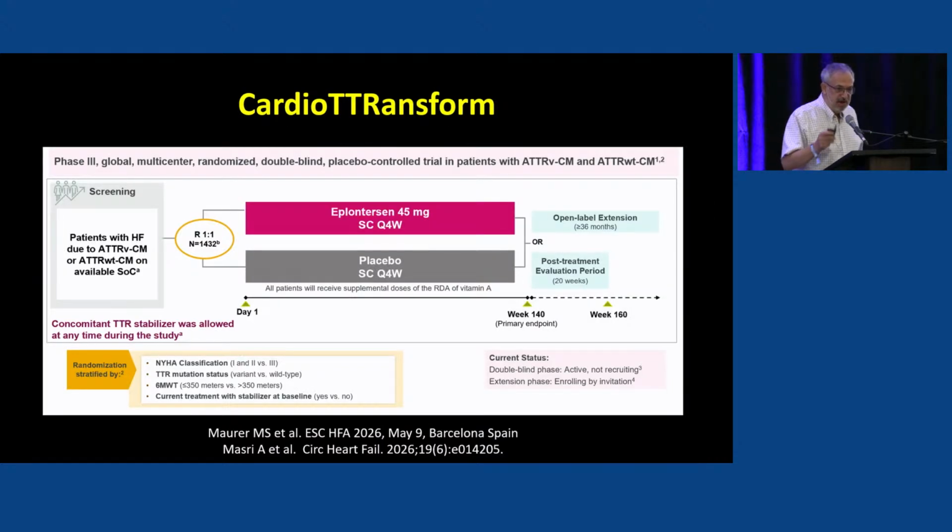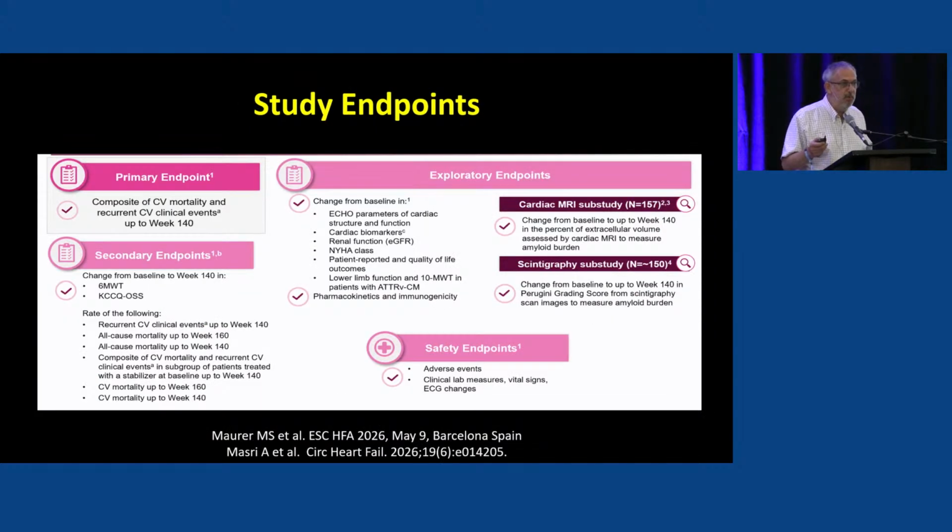The latest trial is CardioTransform. This is a trial of 1,432 patients in ATTR-CM using a planotersen, a sub-Q silencer given once a month, and was the largest trial conducted so far to date, including both wild-type and variant patients. The primary endpoint in this trial was slightly different. It was both CV mortality, not all-cause mortality, and clinical events up to a set time period of 140 weeks.